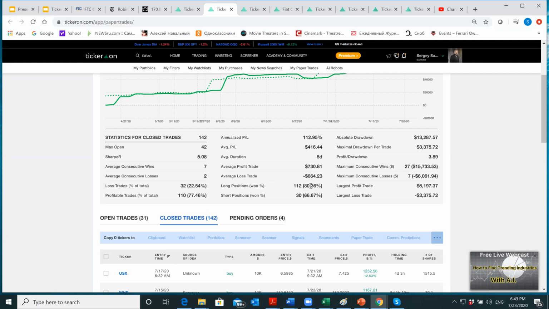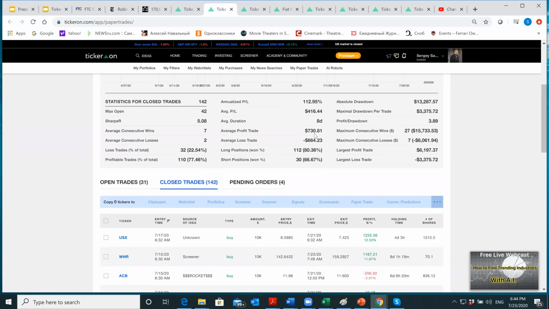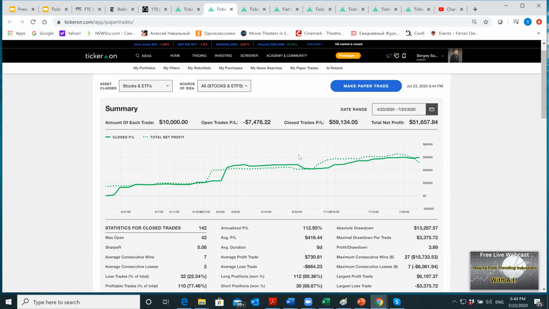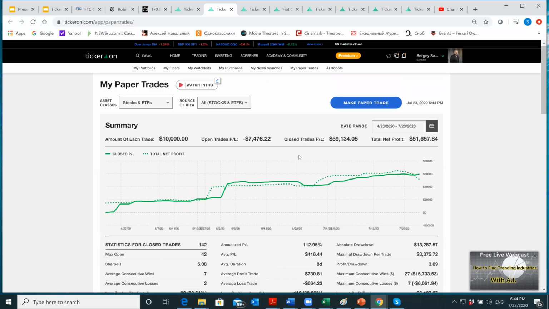The way I'm doing that, just in front of your eyes, I'm showing you how it can be done. Short positions 66%, the Sharpe ratio 5, which is great. Maximum open positions 42. Annualized return 112%, which is pretty good. And the important thing is these two numbers, profit versus loss, and I'm kind of good because my guessing game is pretty good. Okay, so that ends this presentation.